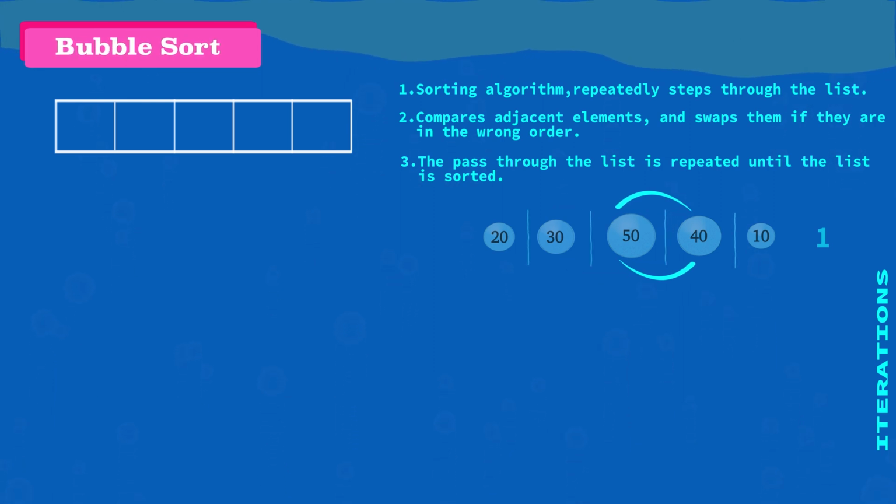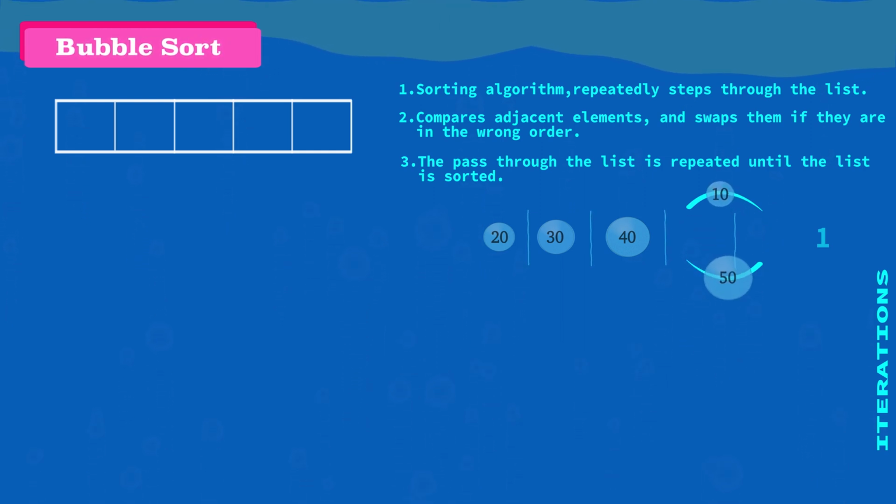The next comparison is between 50 and 40. Since 40 is less than 50, they will get swapped. The next comparison is between 50 and 10. Since 10 is less than 50, they will get swapped. If you observe, at the end of the iteration, 50 bubbles out towards the end.